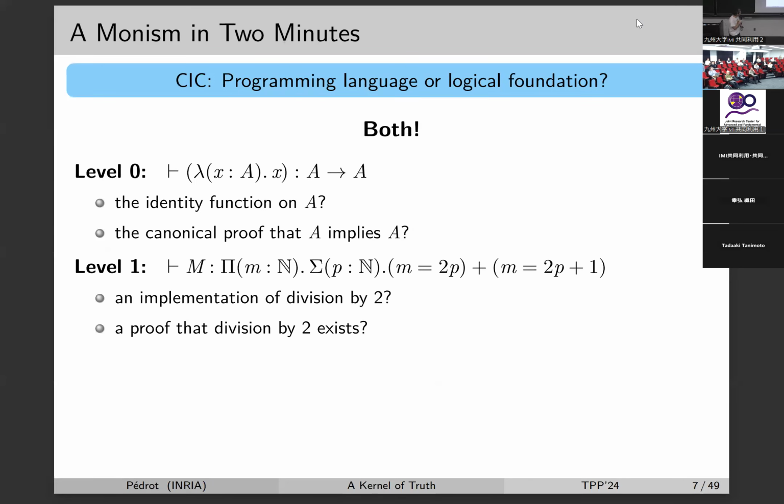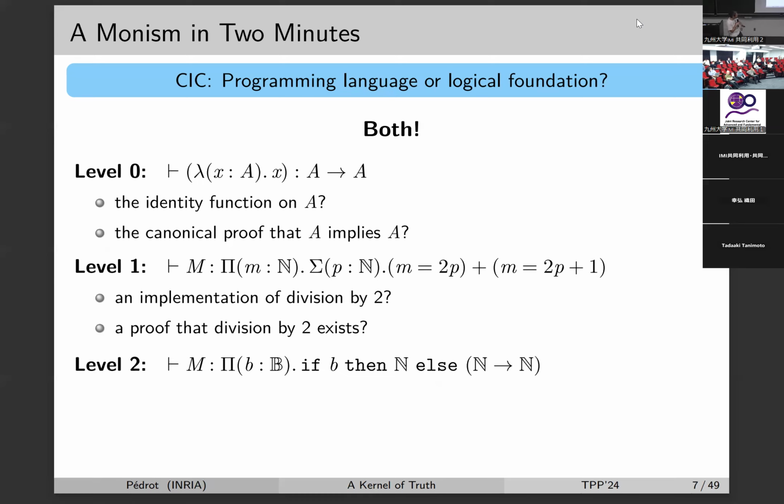Level 1. You can look at this fancy formula here. It says something like M has type pi M as a natural number, sigma p, either M equals 2p or M equals 2p plus 1. If you see it as a programmer, that's basically the implementation of division by 2. If you give me a natural number, I produce a number such that if I multiply it by 2, up to 1, it's going to be the same thing. And if you see it as a logician, basically this is something about the fact that you can divide by 2.